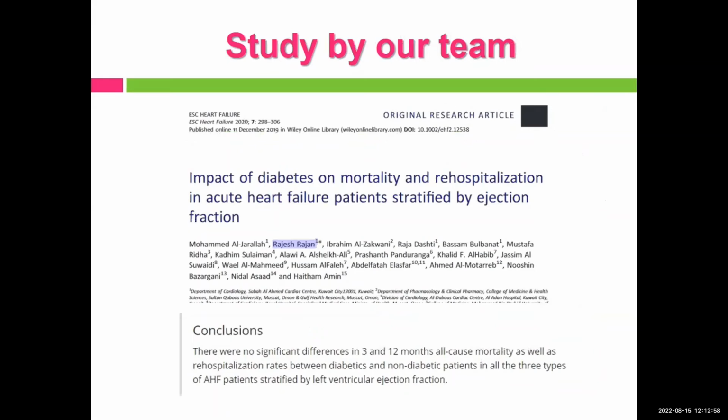So these are a few studies done by our team. You can see the impact of diabetes on mortality and rehospitalization in acute heart failure patients stratified by the ejection fraction. It was published in ESC Heart Failure Journal during 2020. We found that there was no significant difference in 3 months and 12 months all-cause mortality, as well as the rehospitalization rates between the diabetic and non-diabetic patients in all the 3 heart failure groups stratified by left ventricular ejection fraction.